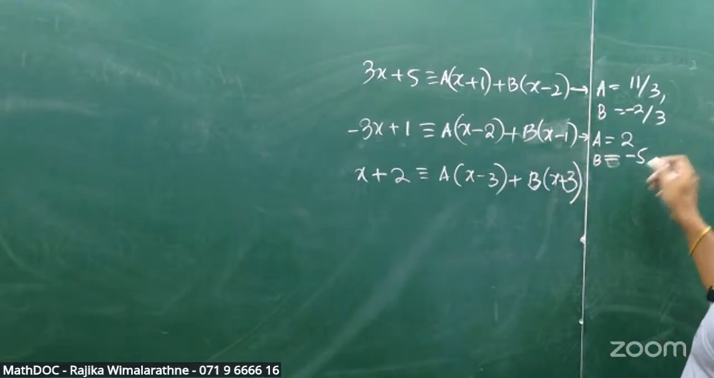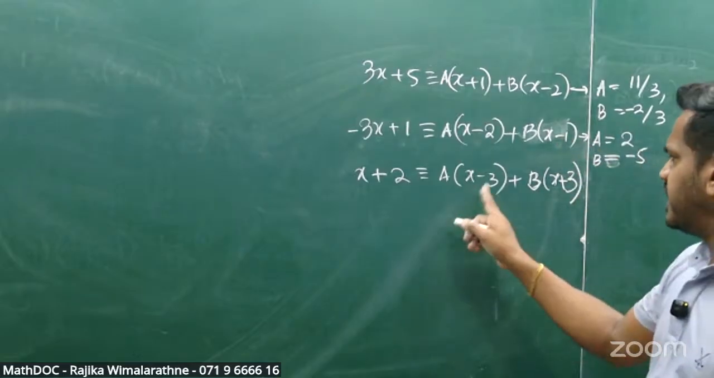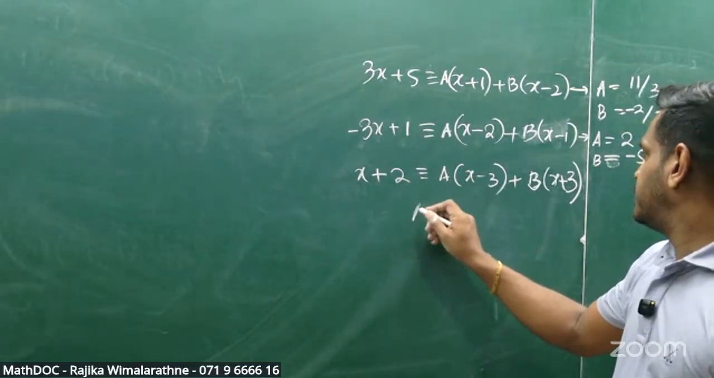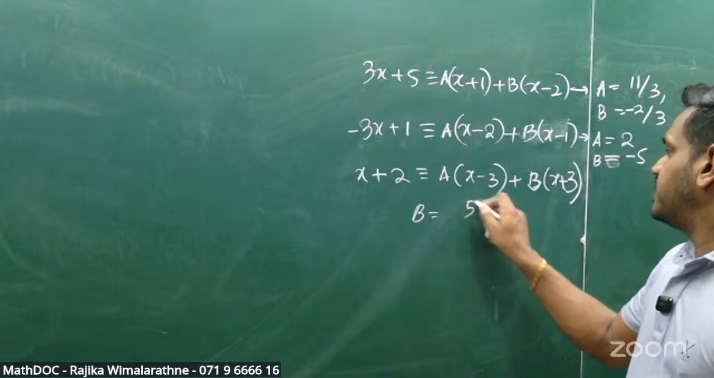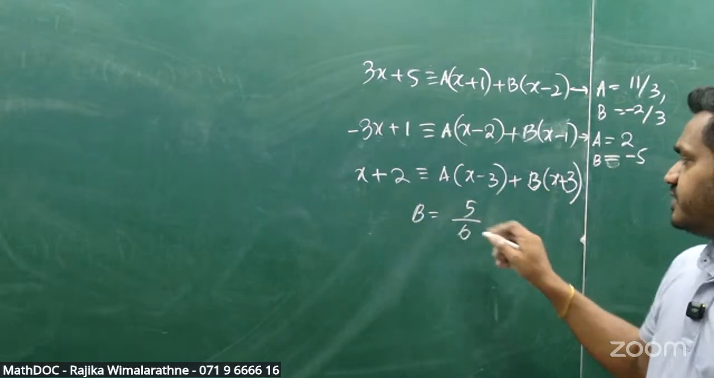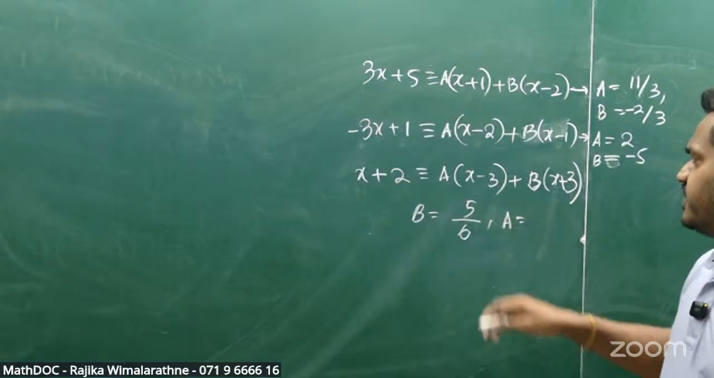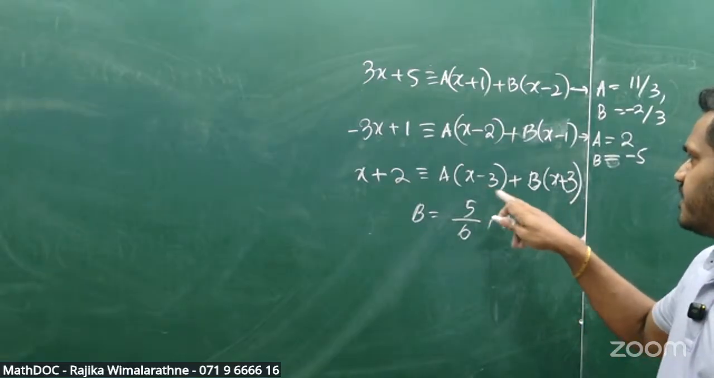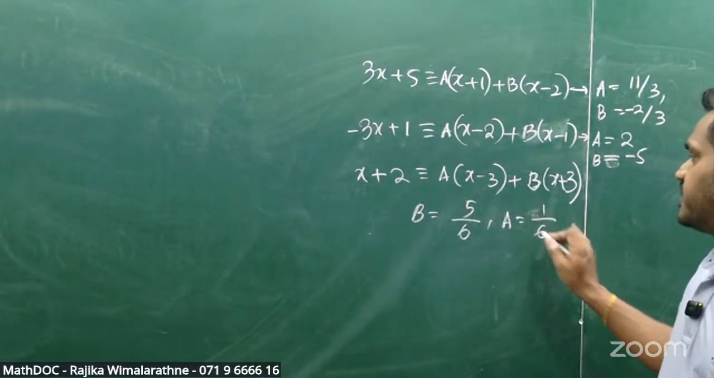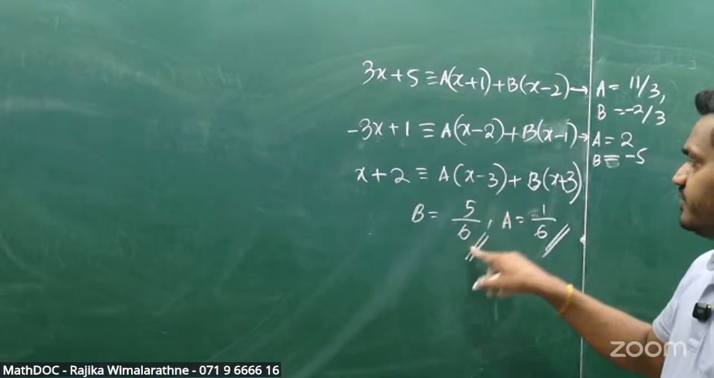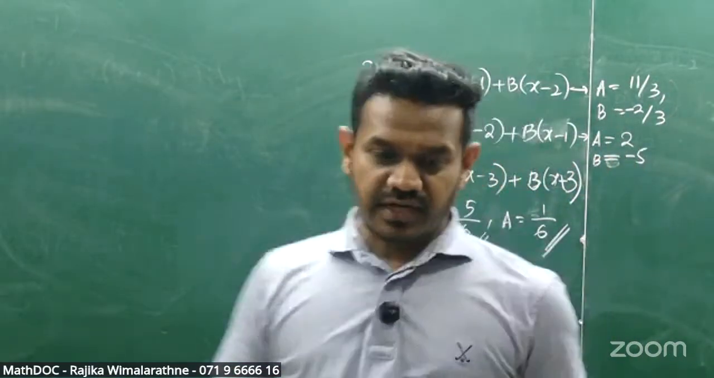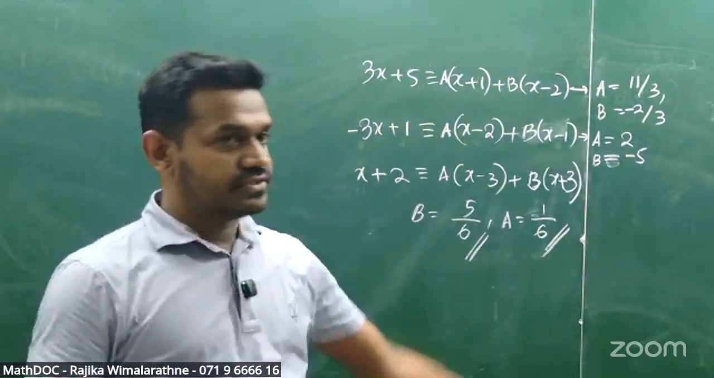-5 is B. Then for this case, substitute x equal 3. 3 plus 2, 5. Then B value, 5 divided by 6. Substitute 3, then here 6. Here 5 over 6. Then A value, substitute -3. Then here -1 divided by 6. 1 over 6. Then B value 5 over 6. A value -1 over 6. Okay, if you have any doubt, let me know. Okay, those are the solutions.